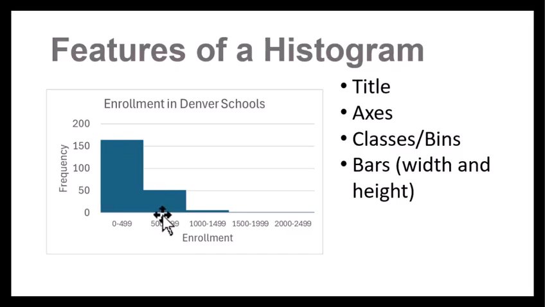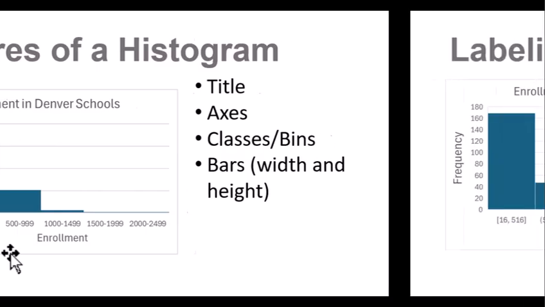The next bar, if I look at it, is the range from 500 to 999, and the height is just about 50. So about 50 schools had an enrollment between 500 and 999. So that's how we're reading this. Each of these bars, the width is telling us what range of data values we're looking at, and the height is telling us what the frequency was, or how often those data values showed up in the data.